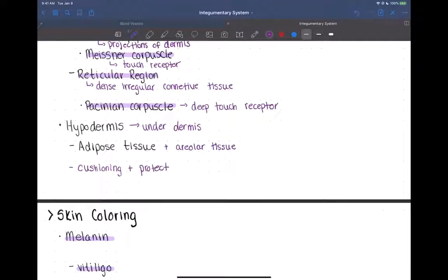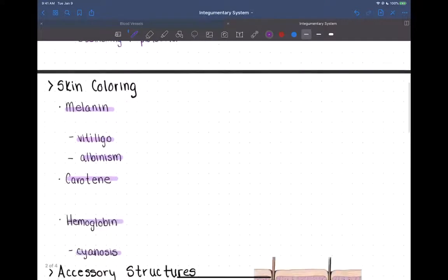Okay, and it insulates and keeps heat in. It provides that layer of protection. All right, so that's the hypodermis, underneath the dermis. Now let's talk about skin color and what pigments give skin its color.